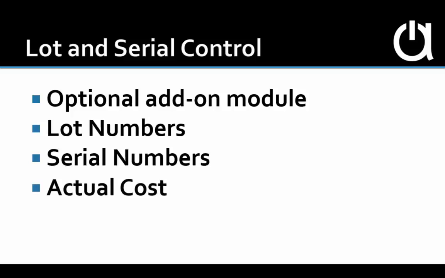With this module, you also have the ability to use actual cost. Actual cost is the average of all posted transactions for a specific lot or serial number. This includes receipts, transfers, assemblies, and balance adjustments. The cost of goods sold on an invoice will be the roll-up of any of these posted transactions regardless of the date you posted them.